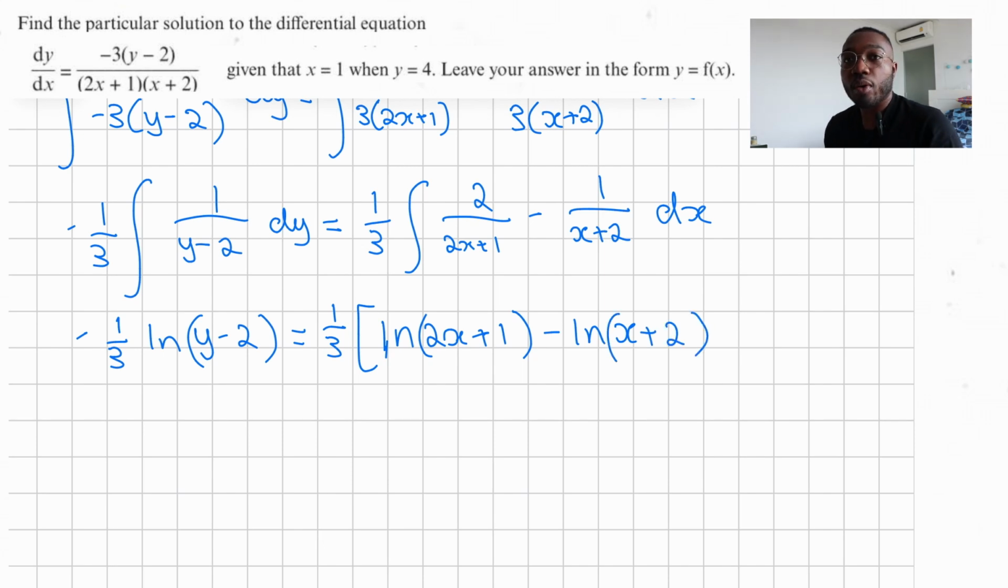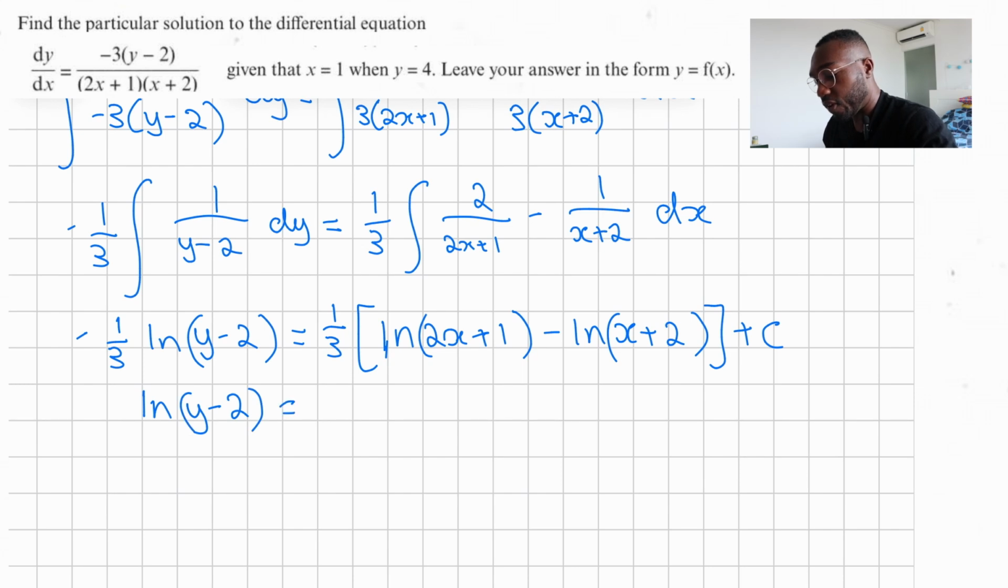And then also in these questions, don't forget that you're going to need a plus c as well, because there will be a constant, so you just put plus c. You can put it on any side you want to. It's up to you where you put it. Now I'm going to divide by minus 1 over 3 to get rid of the 1 over 3 because we don't need it anymore. So if we do that, I get ln|y minus 2|.